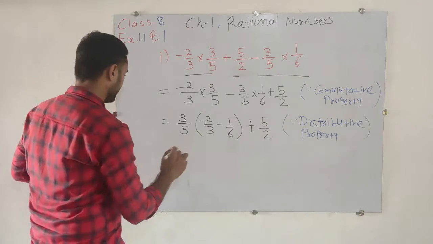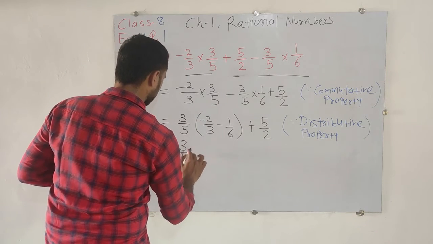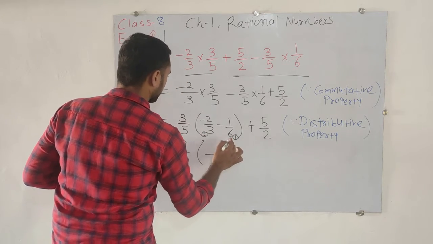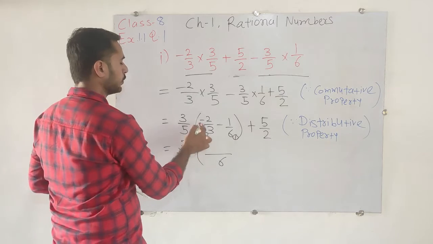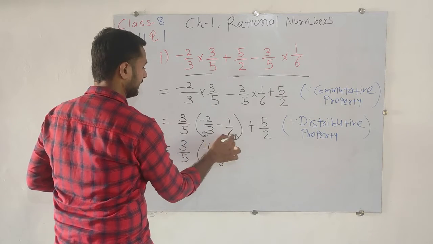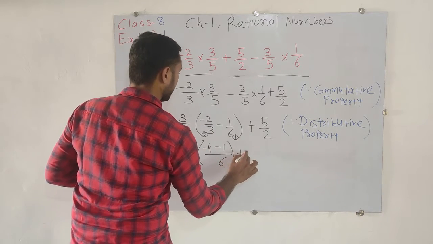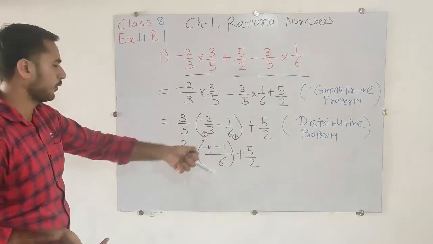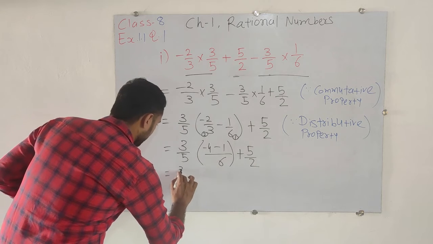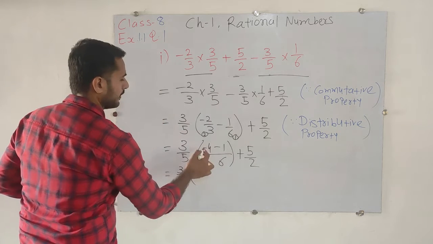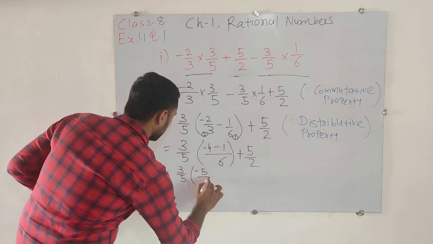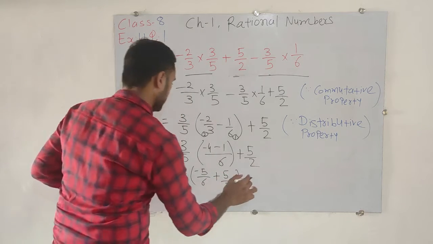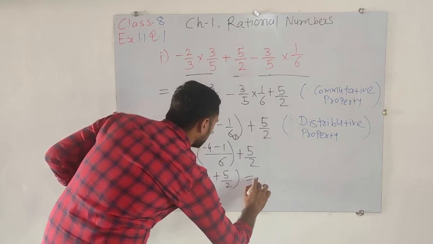So we need to take the LCM. By the LCM, you can find that the LCM is 6. So I just need to multiply by 2 here and by 1 here, because 3 twos are 6 and 6 ones are 6. 2 twos are minus 4, because that's a minus sign, and 1 one is minus 1, plus 5 by 2. Now here we didn't use any property, so we will not write anything over there. Now 3 by 5 bracket minus 4 and minus 1, that is minus 5 by 6, plus 5 by 2.